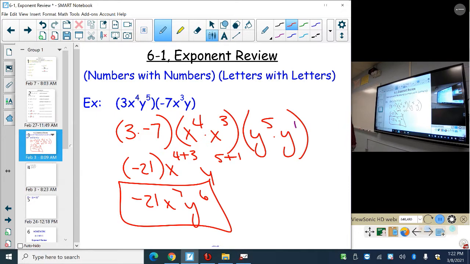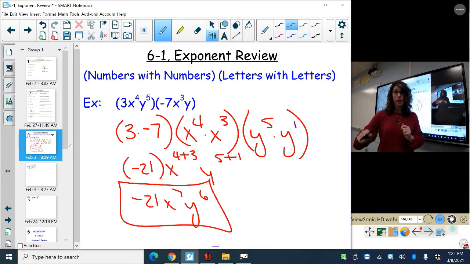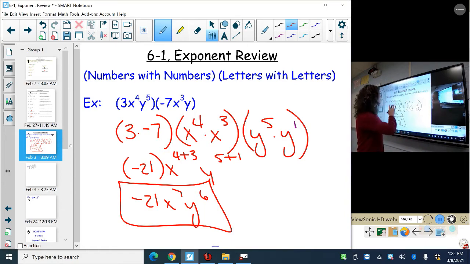This is what I call your piggy bank problem. You dump all the coins out of your piggy bank and you start sorting them. Quarters with quarters, nickels with nickels, dimes with dimes, and pennies with pennies. That's what we did here. We shook everything out of the problem. We put our numbers together, our x's together, and our y's together. So this is the piggy bank problem.